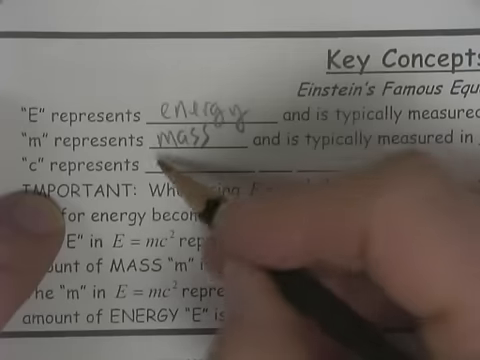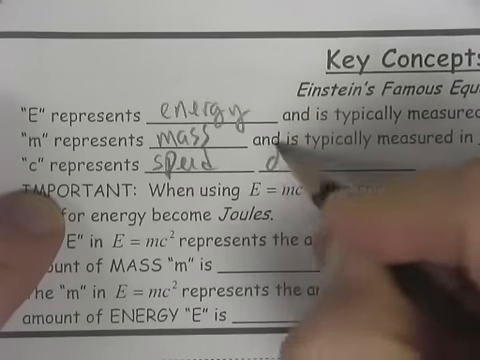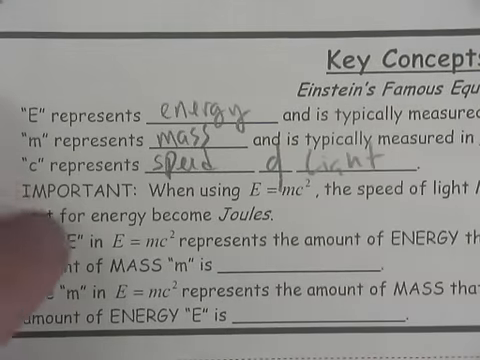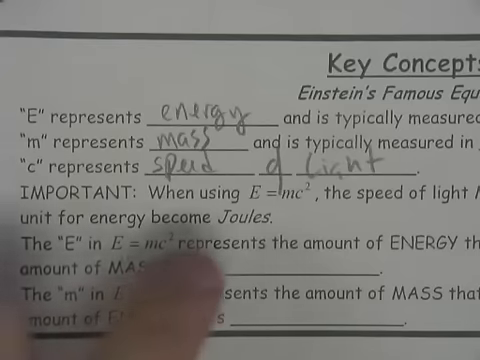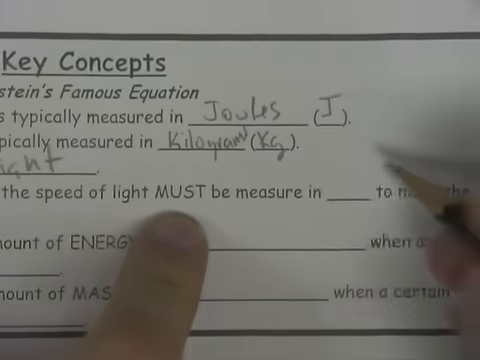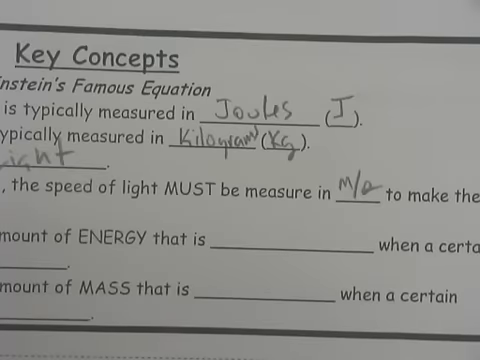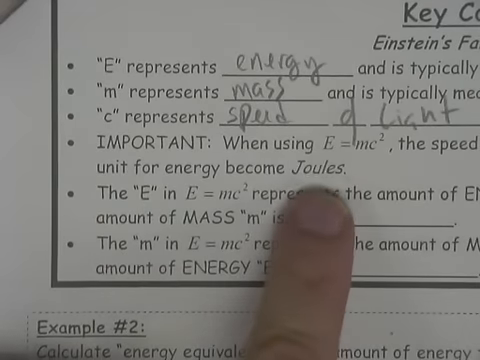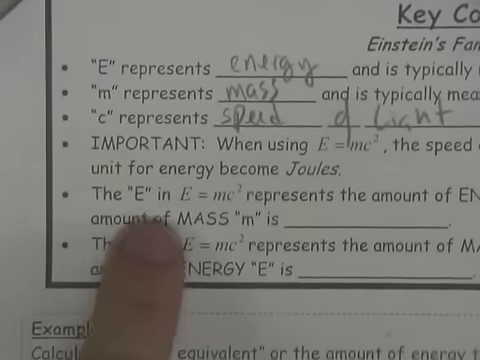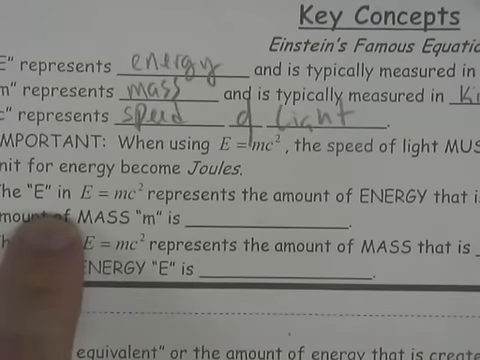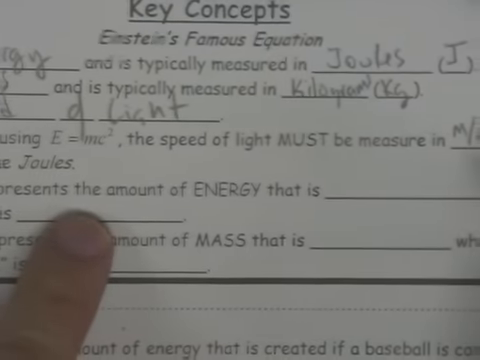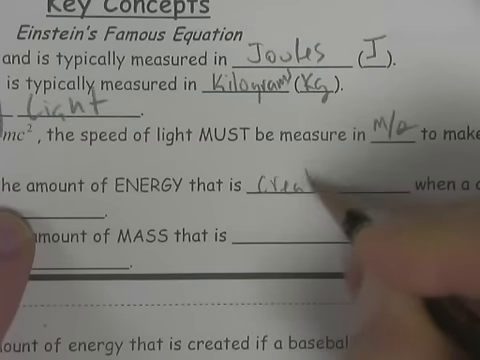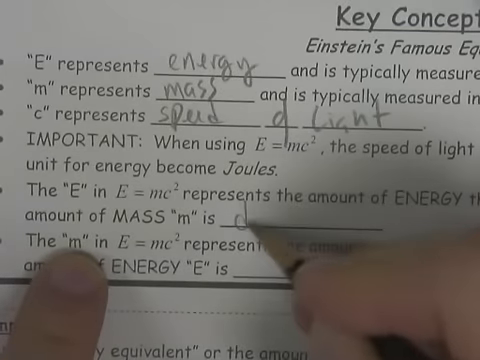And then C, you probably know this, is the speed of light. Now here's a real important fact. When you use E equals mc squared, the speed of light must be in meters per second, because that makes the units for energy turn out to be joules, and that's vital. The E in E equals mc squared represents the amount of energy that is created when a certain amount of mass m is destroyed.